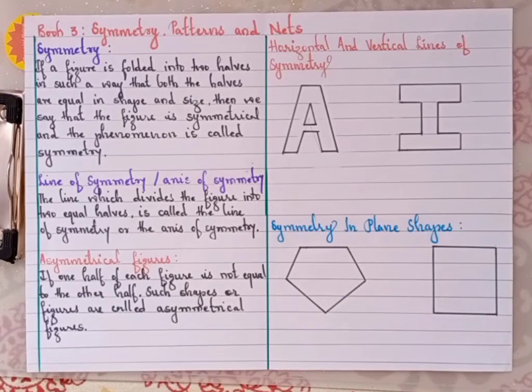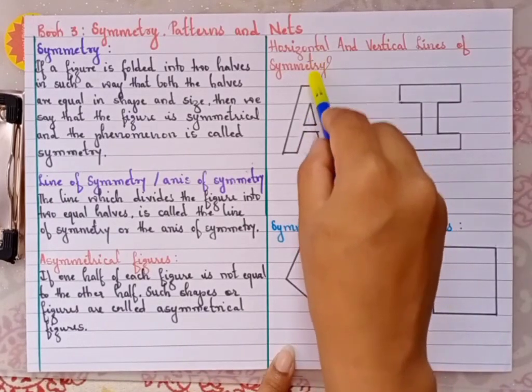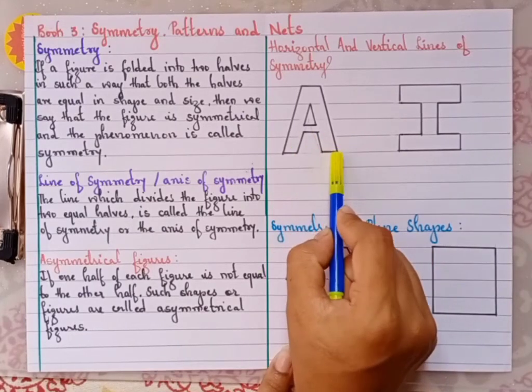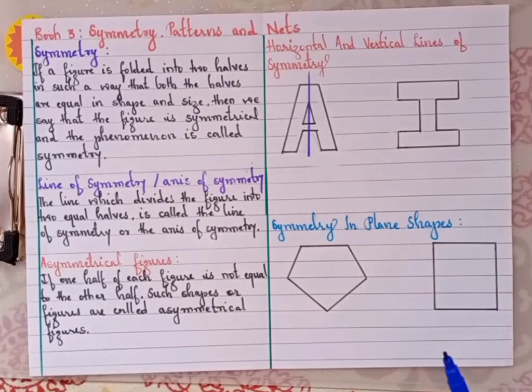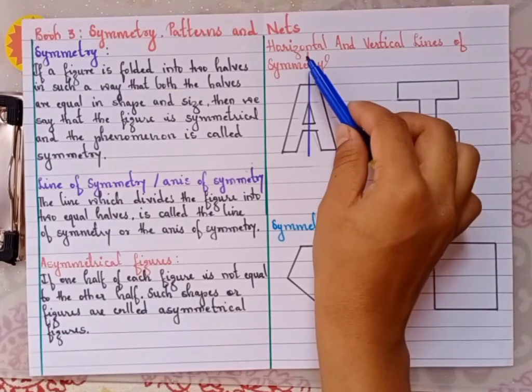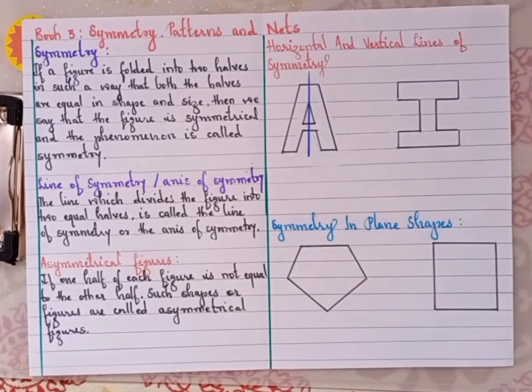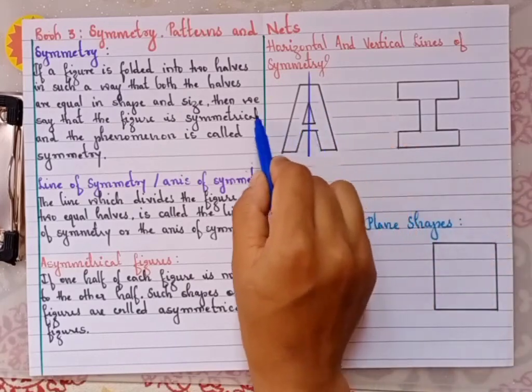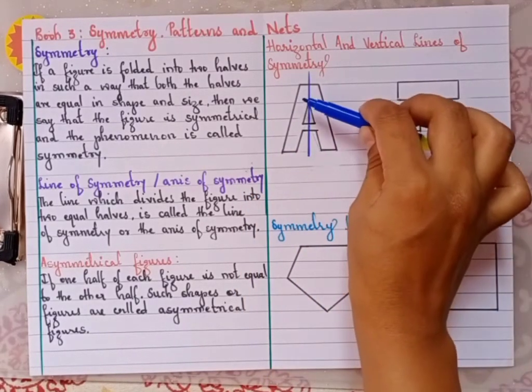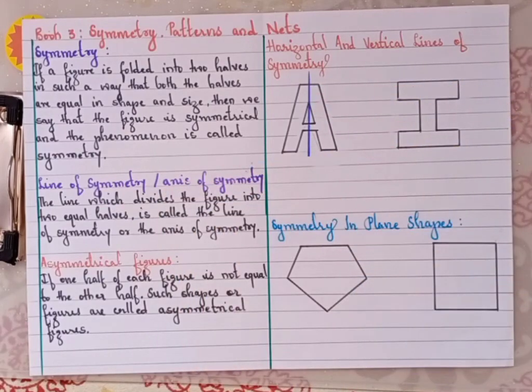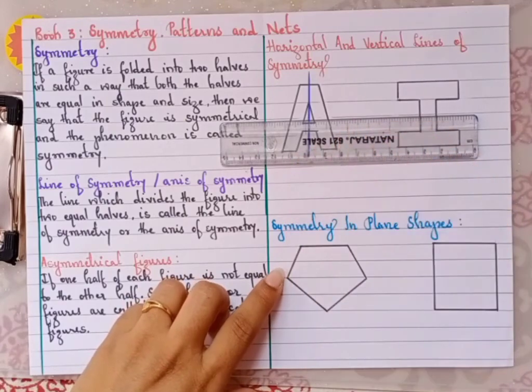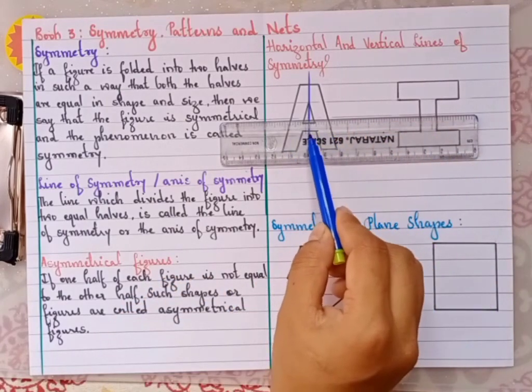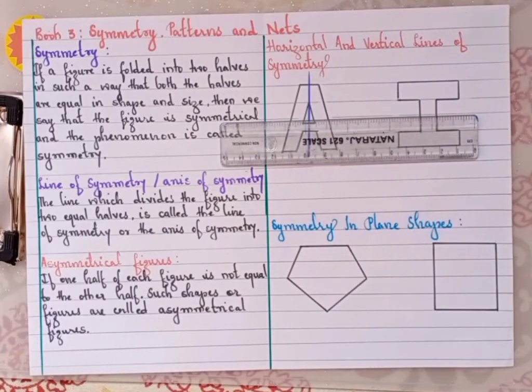So when I cut this figure vertically, each part of this letter will look similar. Just see. Here I have drawn a vertical line, and this line is called vertical line of symmetry. If I draw a horizontal line of symmetry, each part of this letter will not look the same. Just see here. I will put the scale. If I put the scale, you can see the part covered by the scale and the leftover part, if you compare, both are not symmetrical. So we can't say that the horizontal line of symmetry is possible for this figure. For this figure, only vertical line of symmetry is possible.